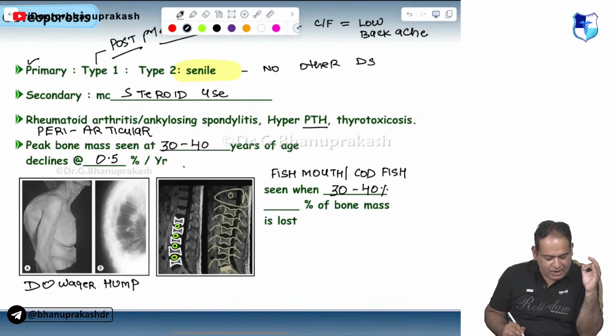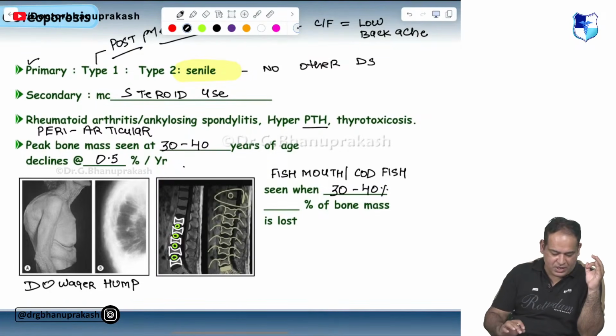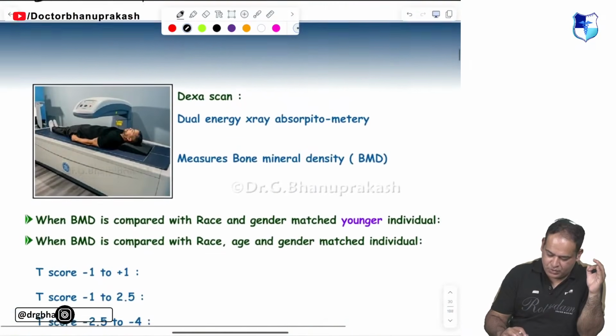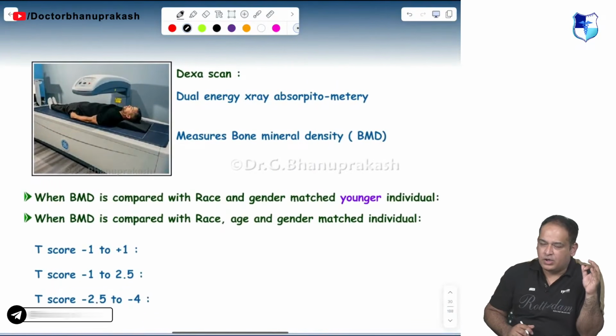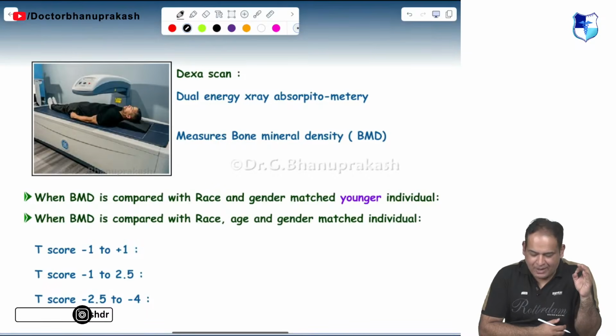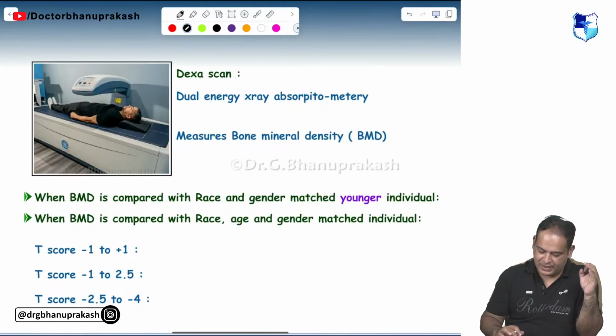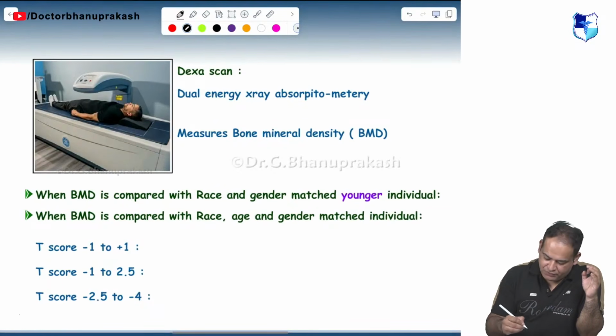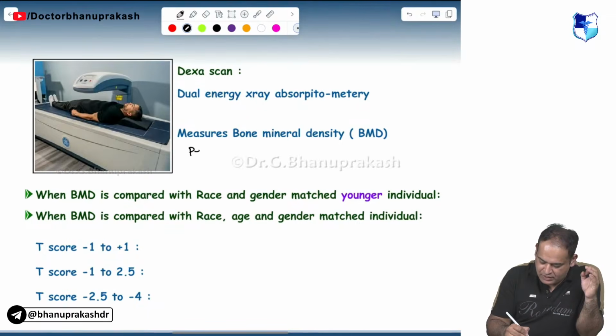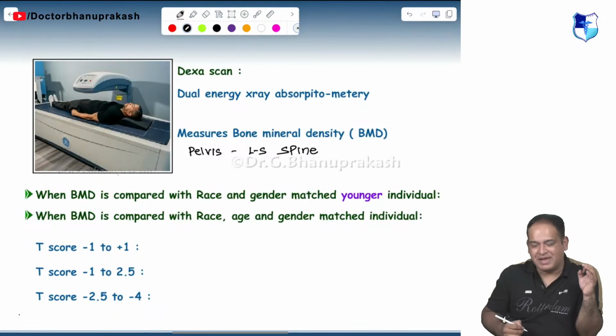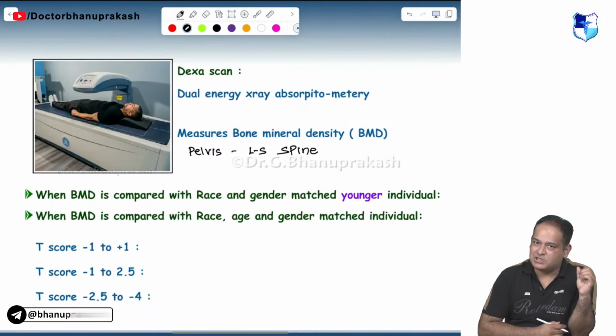So we need a better investigation. What is that? DEXA scan, dual energy X-ray absorptiometry, right? Now here, what do we measure? We measure bone mineral density at the pelvis and lumbosacral spine.